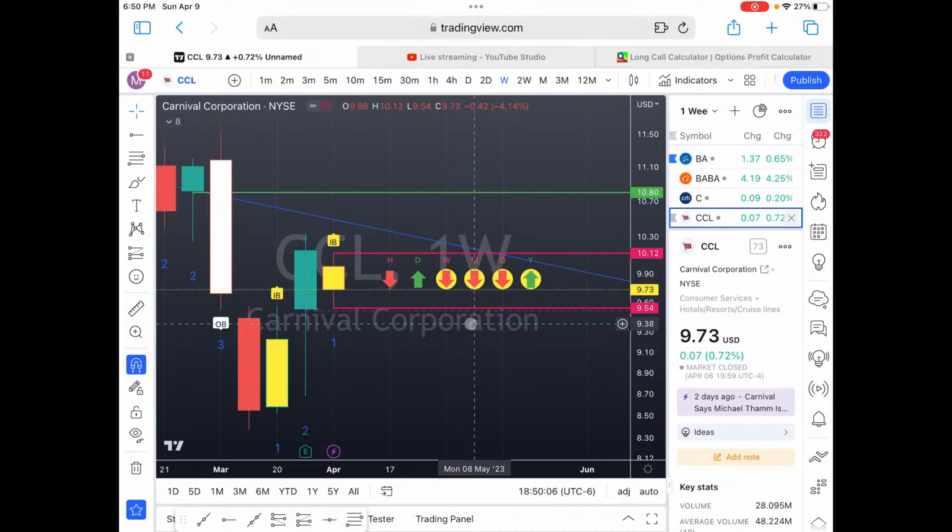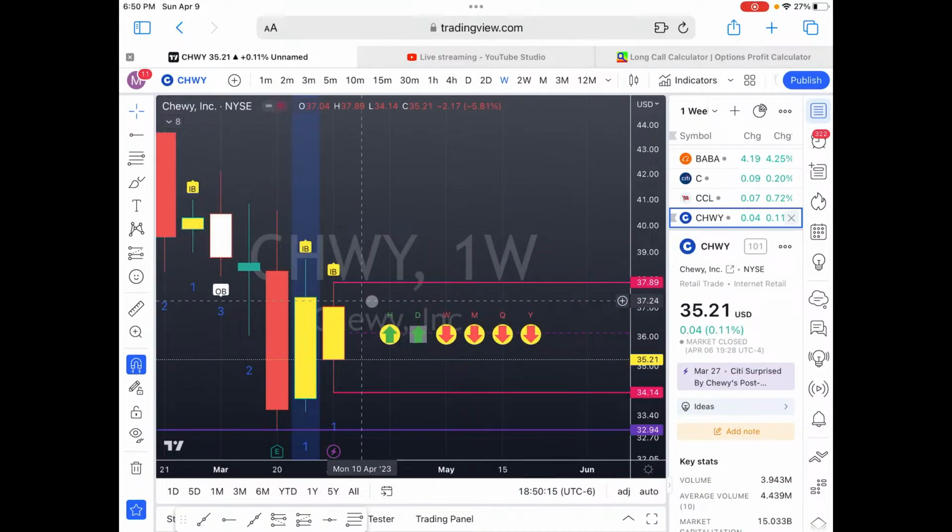So not this Friday, but the following Friday after that is when I would get my expiry, and maybe a little bit further than that even. Okay, so that is CCL. We move on to Chewy.